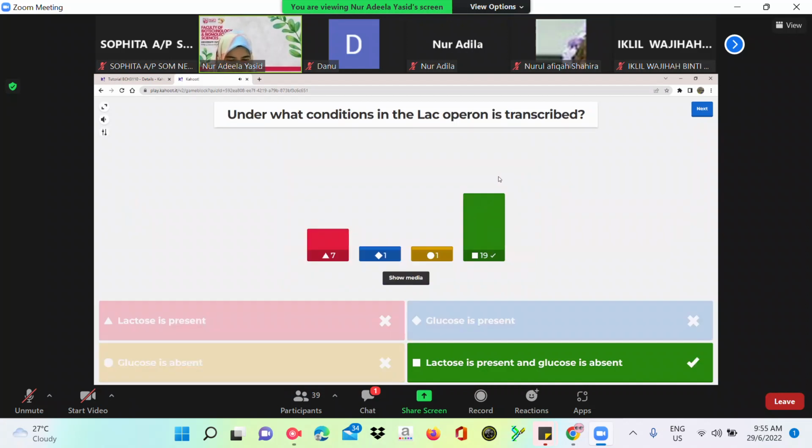Okay, but I don't have MCQ questions. If questions are like this, make sure you choose the most correct answer. Even though lactose is present here and the answer is correct, lactose is present, but we have the most accurate one: lactose present and glucose absent.